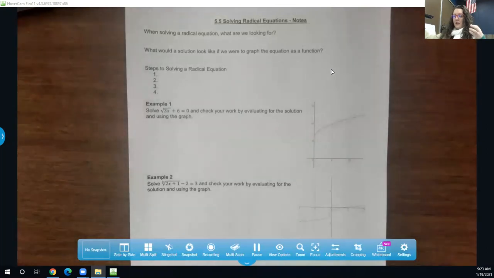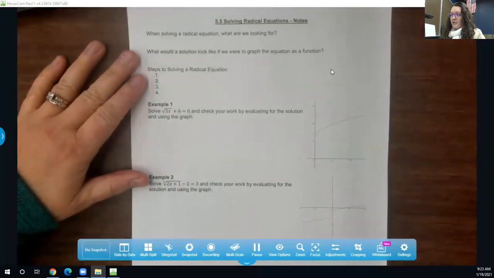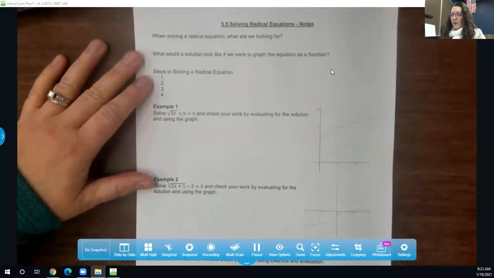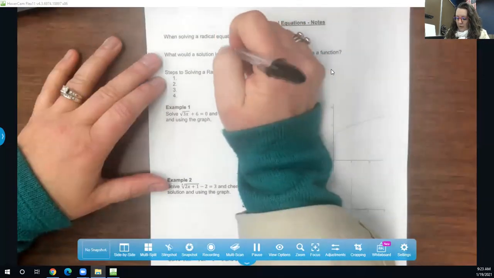We're kind of taking all of our rational exponents, radicals, and all the solving that you already know how to do and kind of mushing it together. So this is like the culmination of all that we've been working on. So what are we really looking for when we solve a radical equation? We are really looking for the roots.